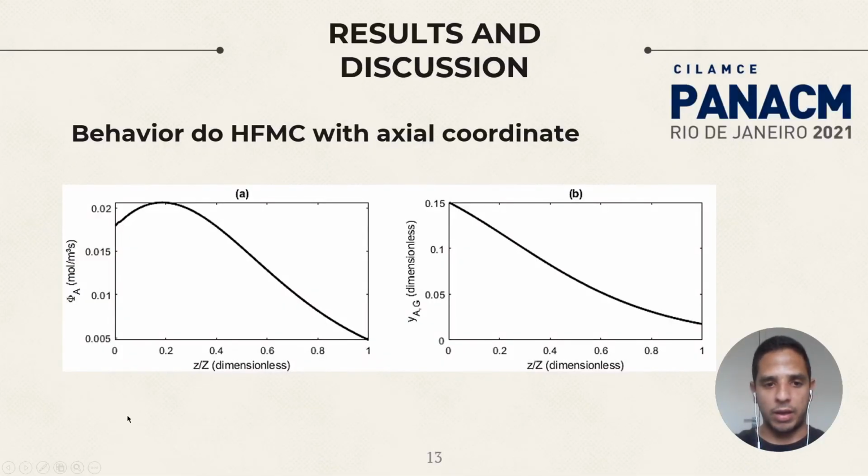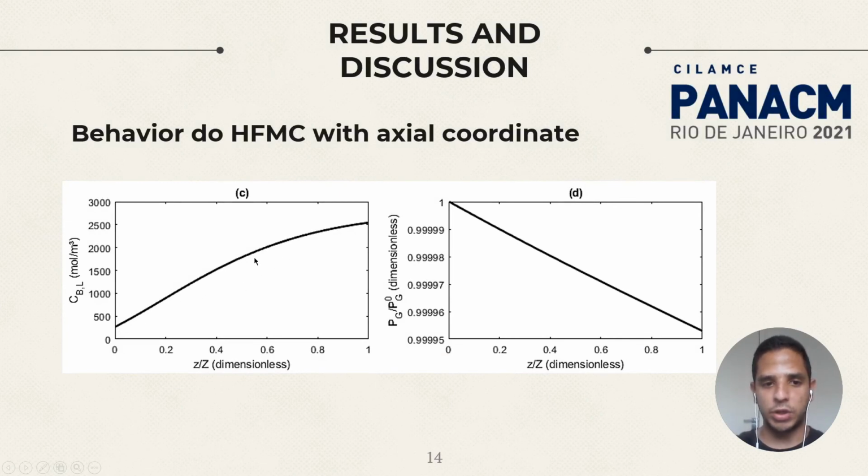The second analysis that I did is an analysis of the behavior of the HFMC with the axial coordinate z. So we got here the dimensionless axial coordinate. The z is our axial coordinate, and this big Z is the length of the HFMC. We have right here the local absorbed flux, so we have its profile, and we have the profile of the molar fraction of CO2 in the gas phase. We have right here the profile of the concentration of free MEA, which makes sense because we have a counter-current configuration. This is the flux profile, and this is the pressure drop of the gas. Seeing this, we can say that we have no significant pressure drop in the gas phase because it's minimal.